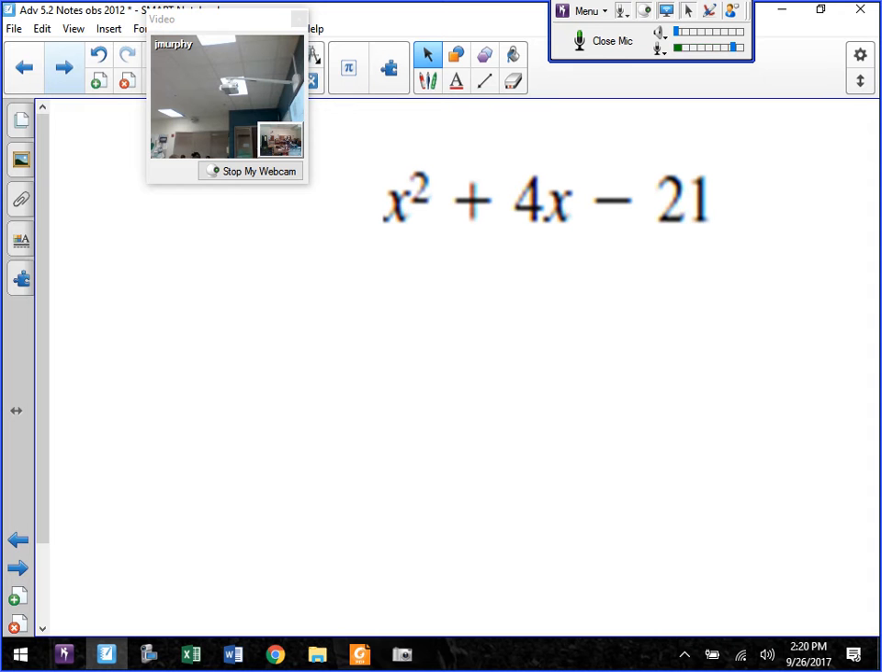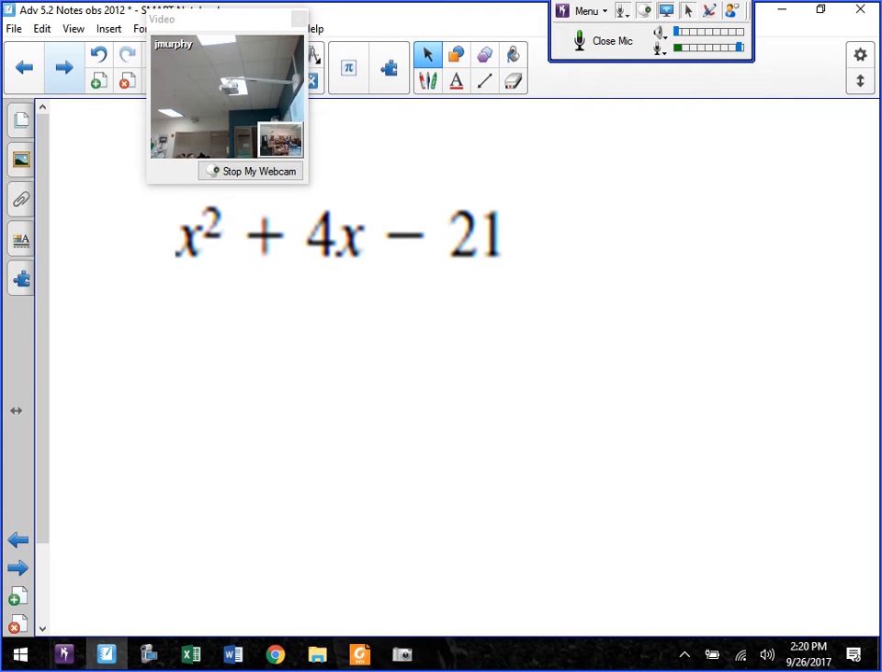Same idea. X squared plus 4x minus 21. What times what is negative 21 that you add together to get 4? Now, 7 and what? 7 and 3. Now, for a lot of these things, do you really need to constantly rewrite out that t-chart or however you do that?